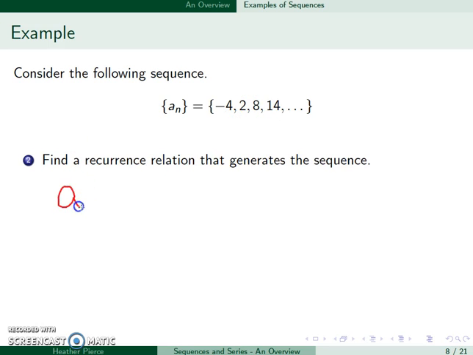Next, we want to find a recurrence relationship. So we actually already found this. We need to take our previous term and then just add 6.